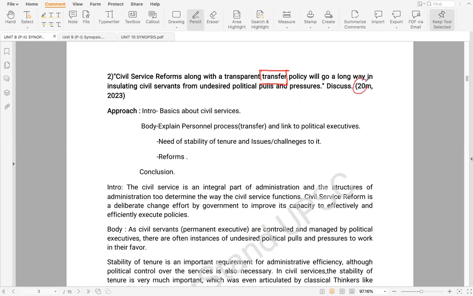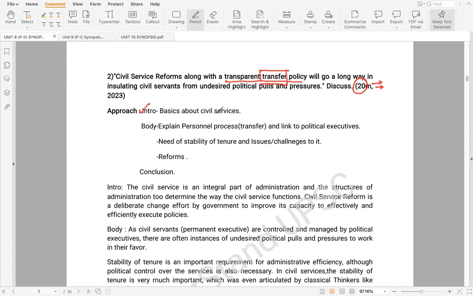Although this is a 20 marker, so you'll have to beat around the bush a lot and not just talk about a transparent transfer policy. This will be the main crux of the question, but you will also have to talk about the politicization, etc., and the unbalanced polity that you often see, and then also talk about the reasons why this happens, right?